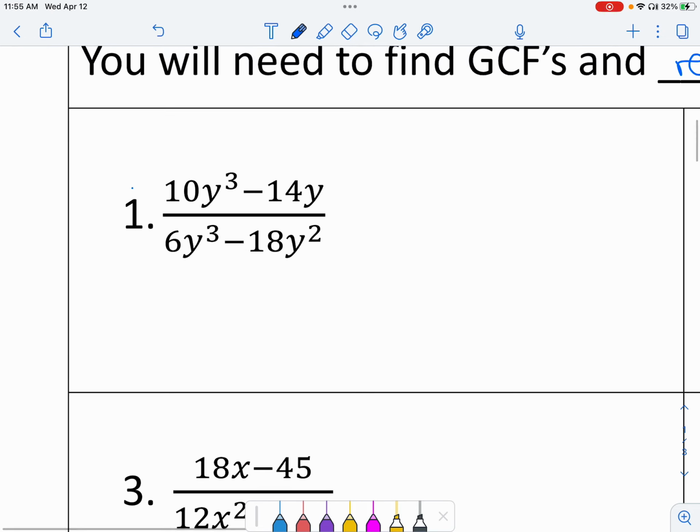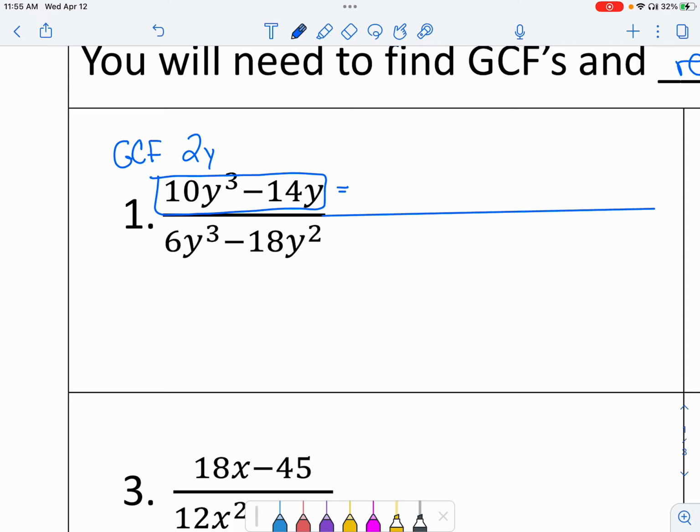Maybe what I'll do in yours, I'll move those up so you have more room. Now, as I look at number one, I see that this is a binomial and this is a binomial. So what I'm going to do is check for a GCF. Maybe that's why I left you room up here. So what goes into 10 and 14? Well, I know that 2 goes into 10 and 14, and I see that they each have a y. So the GCF of the numerator is 2y.